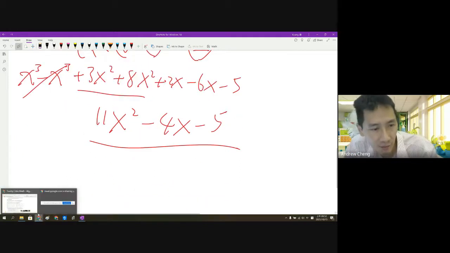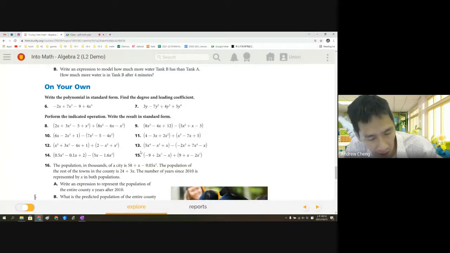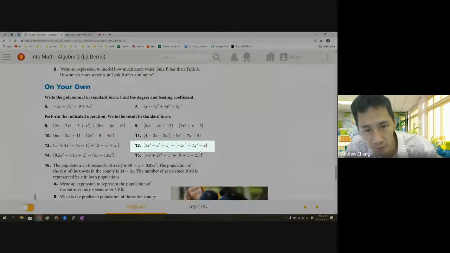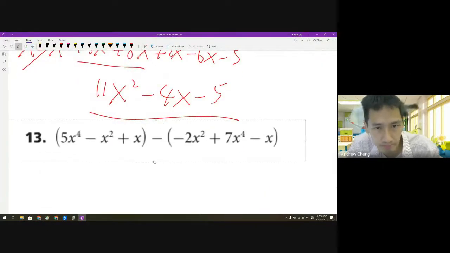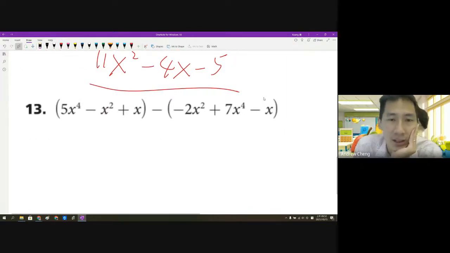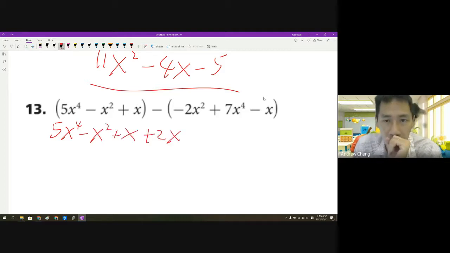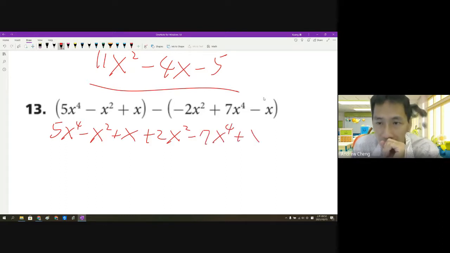And then let's have a look, maybe number 13. Okay. I want to turn the negative into positive, or I want to remove the parentheses. They're the same actually. So just turn the negative into positive. So I can rewrite the expression like this: positive 2x squared minus 7x to the power 4 plus x, right?